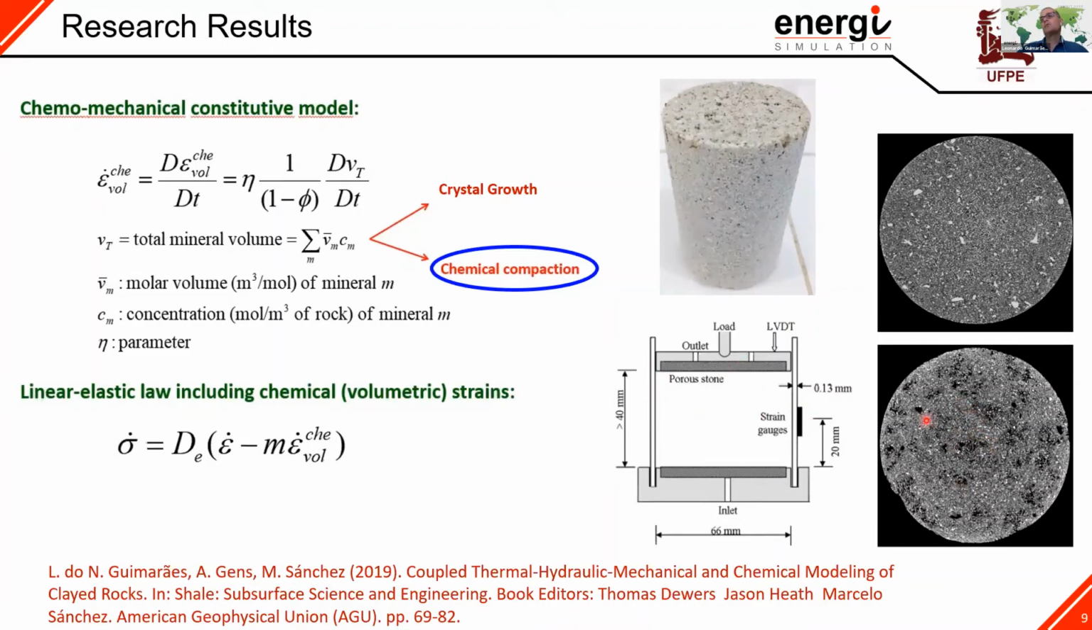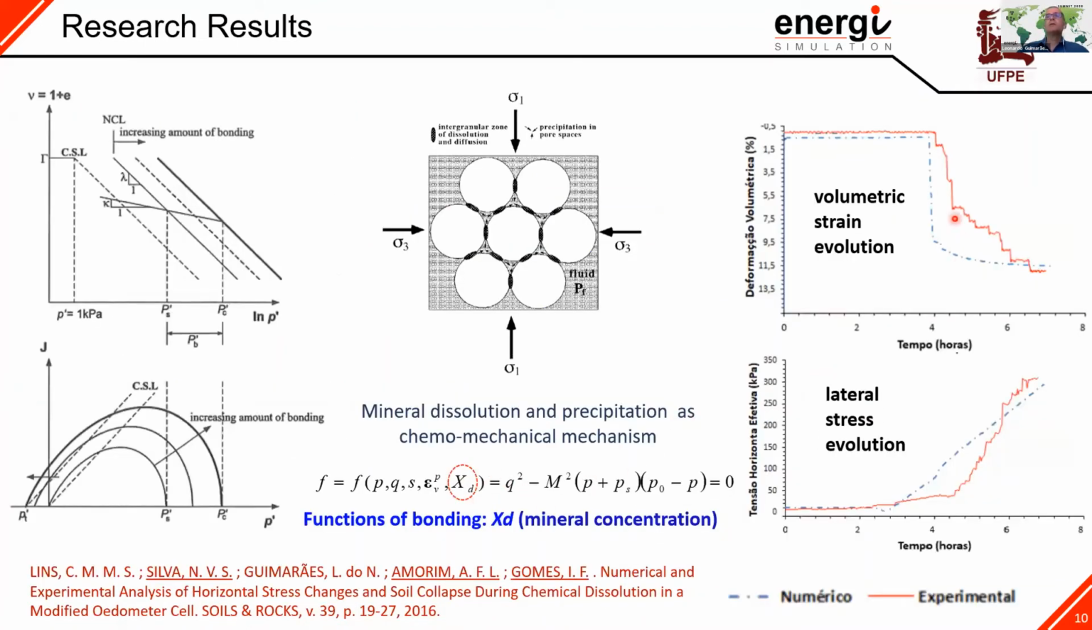And what you have here is the partial dissolution of the rock due to the acid injection. So we can model this. We can see during this test a reduction of the volume of the sample and an increase of lateral stress. And you can use models such as the critical state model that allow us also to consider the decrease of the pre-consolidation stress and the decrease of cohesion as a function of a bonding variable that is related to mineral concentration.